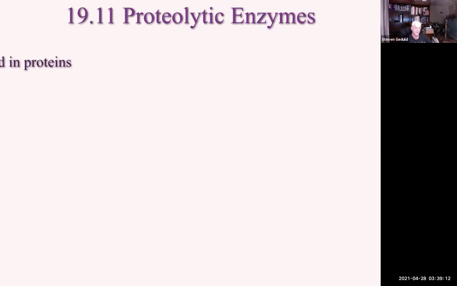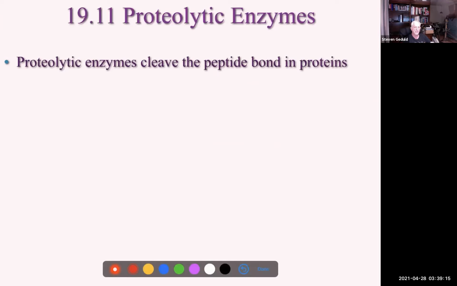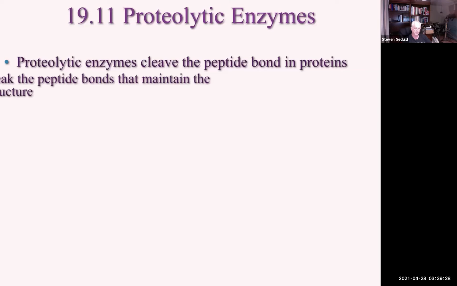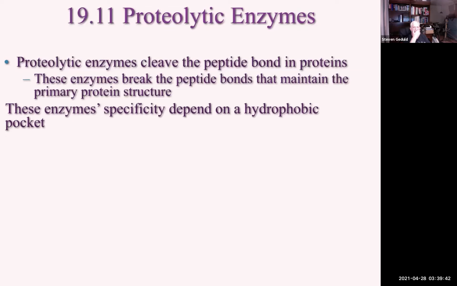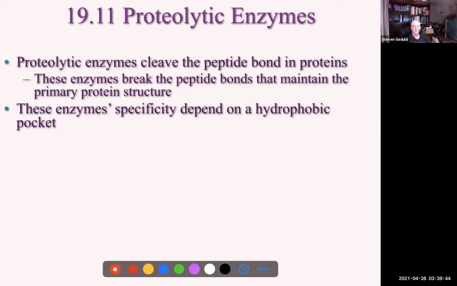So proteolytic enzymes cleave the peptide bonds in proteins. Remember a peptide bond? Proteins are made of amino acids linked together. The peptide bond is what holds those amino acids together. Proteolytic enzymes break those peptide bonds apart in your proteins. These enzymes break the peptide bonds and maintain the primary protein structure. Remember, the primary protein structure is just a list of amino acids that are linked together. So proteolytic enzymes break those peptide bonds.